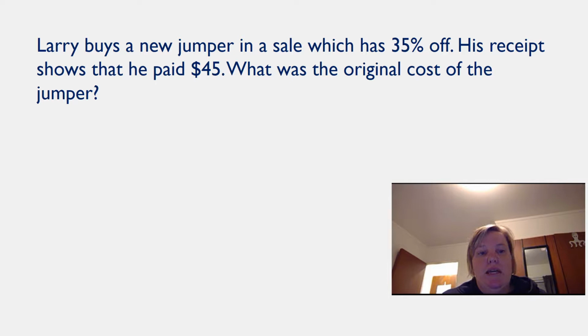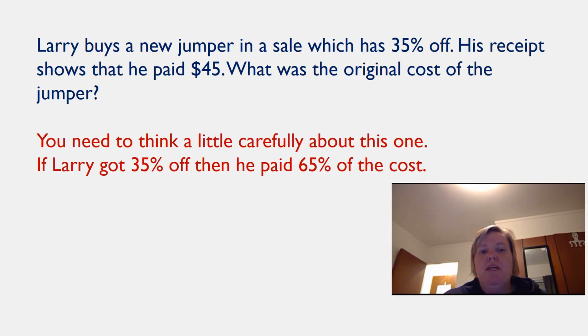All right, so Larry buys a new jumper. Yeah, Larry's back again. And he's buying a new jumper in a sale, which has 35% off. His receipt shows that he pays $45. So what was the original cost of the jumper? Now, you've got a percentage there that's not 100, and you know that he didn't pay 100% of the cost. He got a discount. This one's a little bit trickier. First of all, you've got to think, right, if Larry got 35% off, then actually what he paid was 65% of the cost. All right, because remember that the percentages have got to add up to 100.